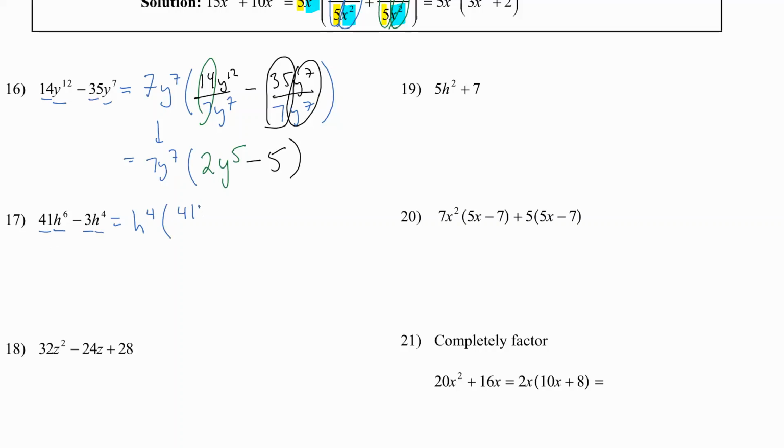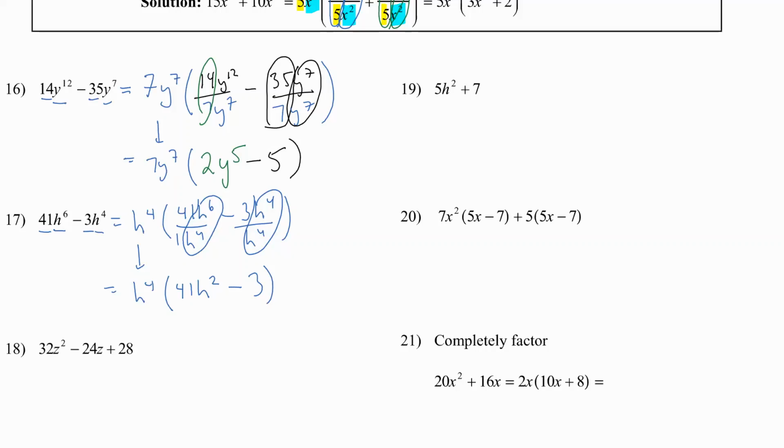So again, I'll just copy down the original expression first, and then I'll divide both of those by h to the 4th, and then simplify that. So that is h to the 4th. Okay, so we have 41 divided by 1 is just 1, and then h to the 6th divided by h to the 4th, there are 2 of those, and then minus 3, h to the 4th divided by h to the 4th is just 1, so 3 times 1 is 3. All right, number 18, 32z squared minus 24z plus 28.